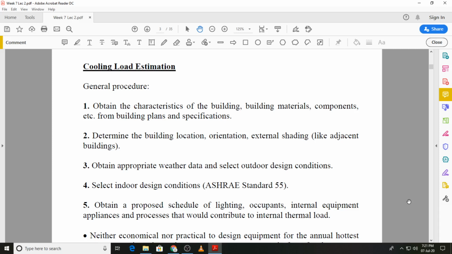When we say schedule of lighting, we will need to know how much wattage is installed, when the lights come on, and when they are switched off. Similarly, how many people are using that building, when do they come into the building, and for how long do they stay inside. And similarly for the equipment, what types of equipment are being used, what is their power consumption, what are the times over which they are used, or any other process that causes a thermal load inside the building.